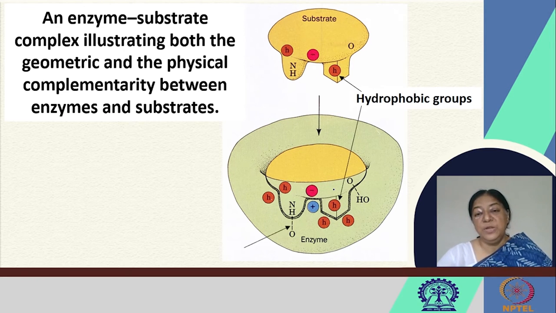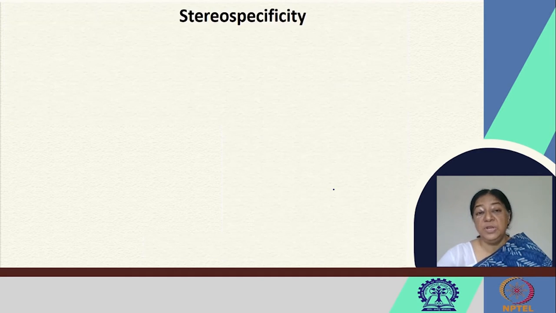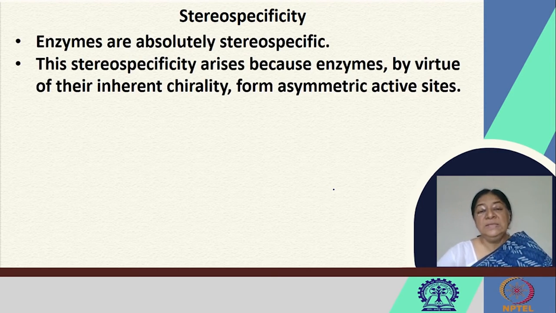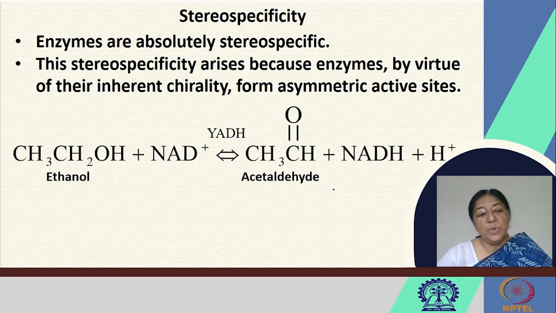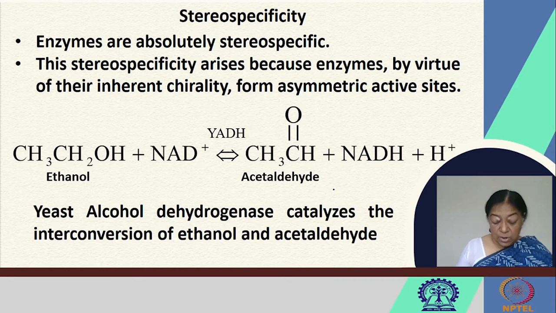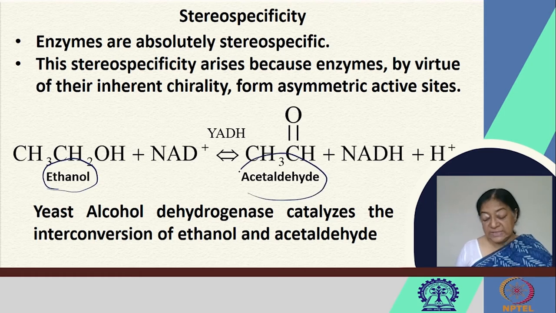So if we have hydrophobic groups, we can have hydrogen bond formation, and we have stereospecificity, a very important factor in the chirality that results in these molecules. Now, enzymes are known to be stereospecific. Now, this stereospecificity arises because the enzymes, by virtue of their inherent chirality, form asymmetric active sites. So we can have a situation where we would have the yeast alcohol dehydrogenase that catalyzes the interconversion of ethanol to acetaldehyde.